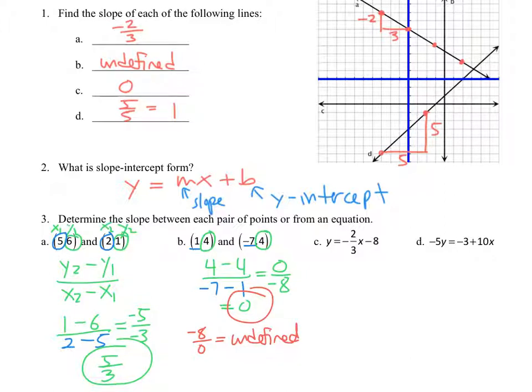Now, when you are looking at an equation, if the equation is already in slope-intercept form, and you'll know because y is all by itself and x is on the other side, the number in front of x will always be the slope. So, in this case, that negative 2/3 in front of the x is the slope.